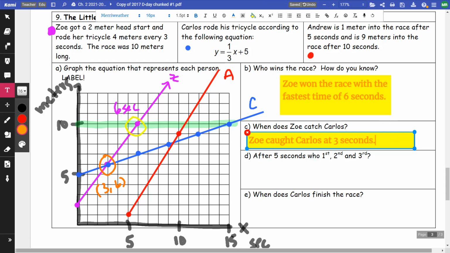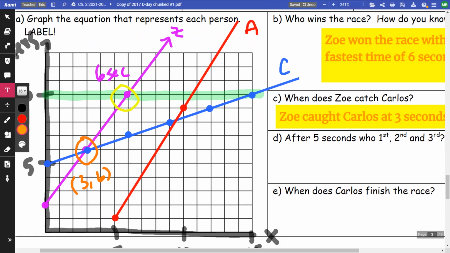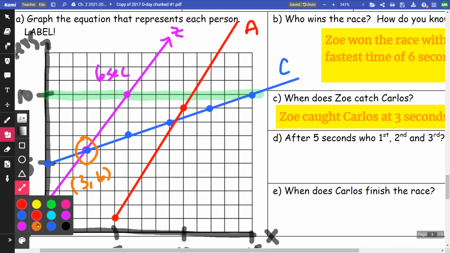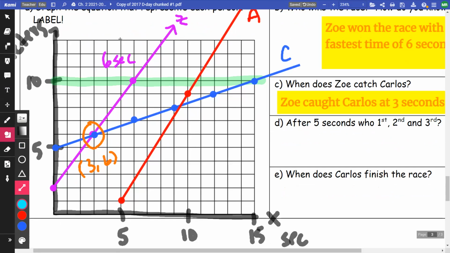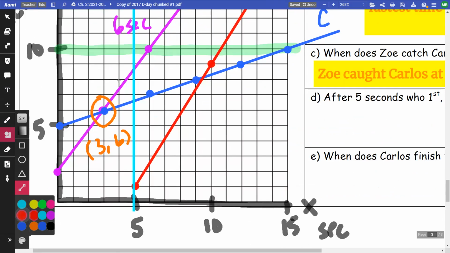After 5 seconds, who was first, second, and third? So for that, I'm going to go to 5 seconds. Okay, let me get rid of this right here. And I'm going to draw a line at 5 seconds. I will draw it in this baby blue here. This is representing 5 seconds right here. And so I want to go from the starting line, okay, and then I can number people.